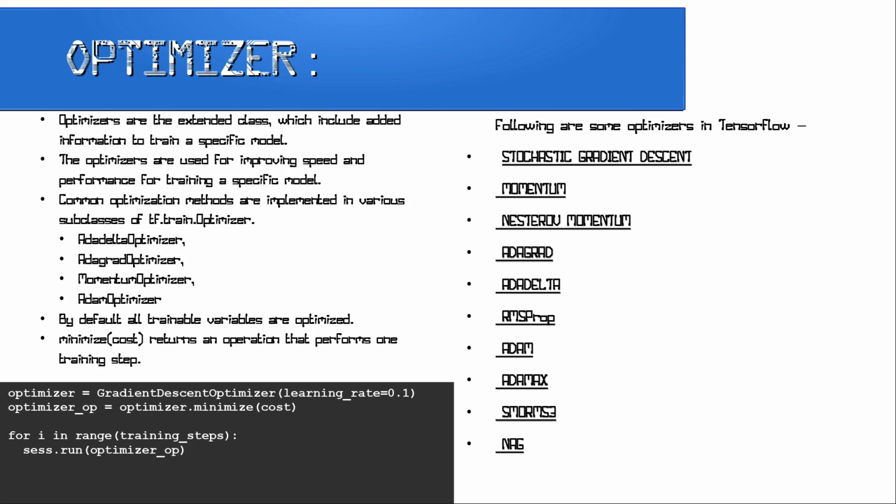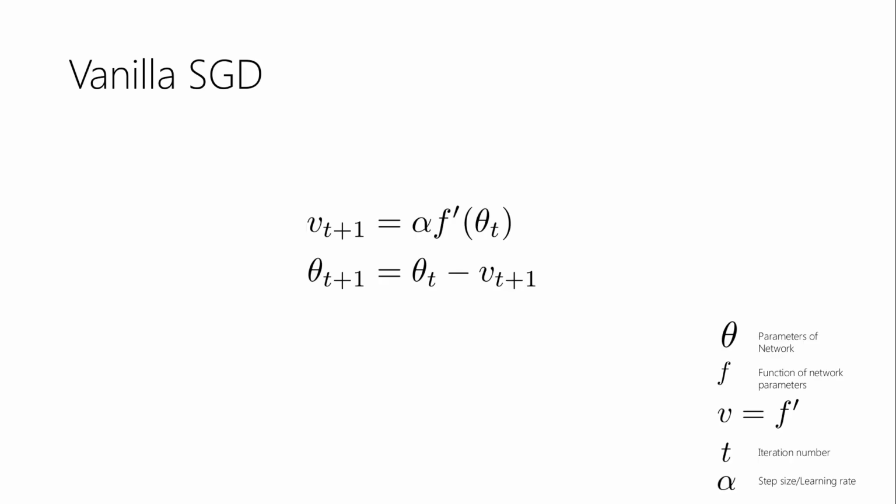The optimizers are extended classes which include added information to train a specific model. The optimizer class is initialized with given parameters, but it is important to remember that no tensor is needed. Following are some of the popular optimizers in TensorFlow. Number 1, the optimizer used in TensorFlow is stochastic gradient descent. The SGD optimizer accepts learning rate decay.